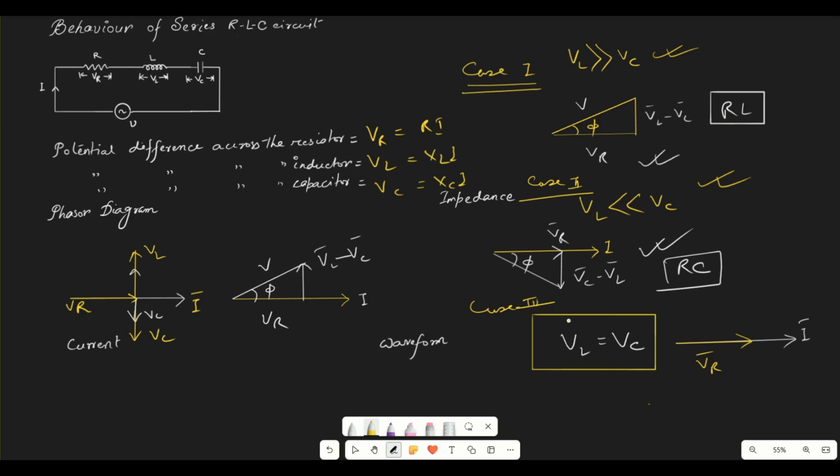So with this, let us wind up here. So I hope you have understood this. So in the next class we will be continuing with resonance, and then we will be doing some numericals on this topic, whatever we have discussed.